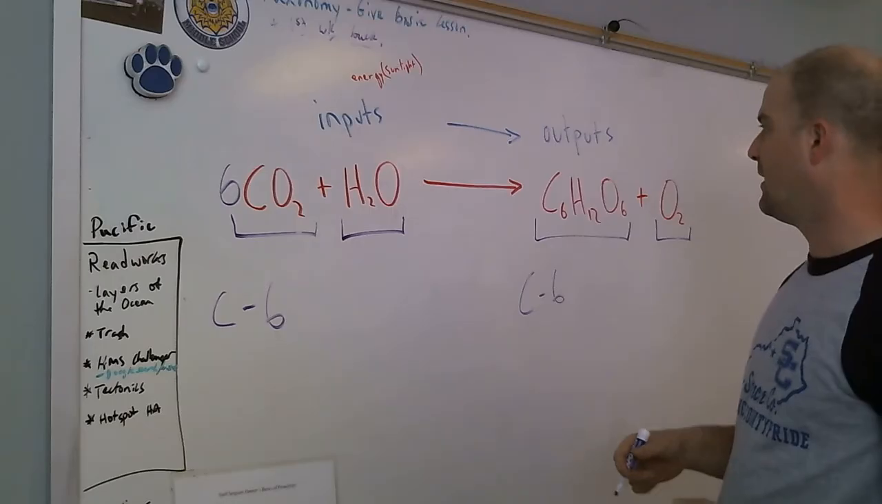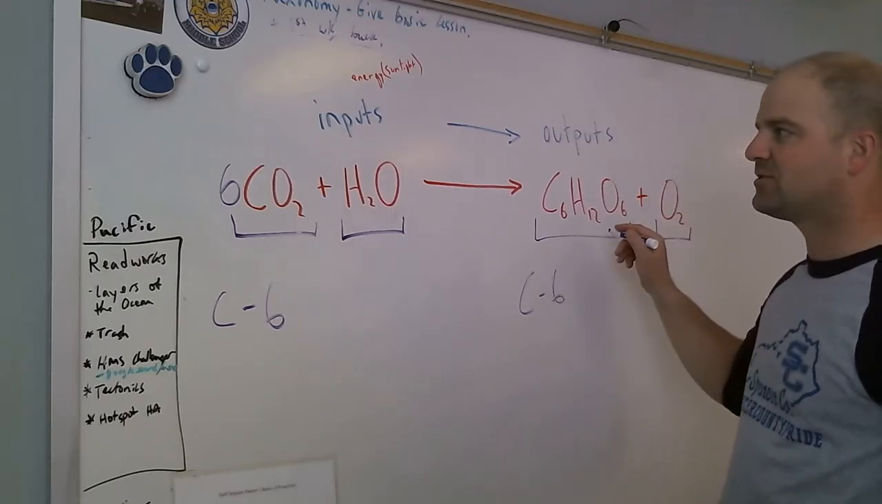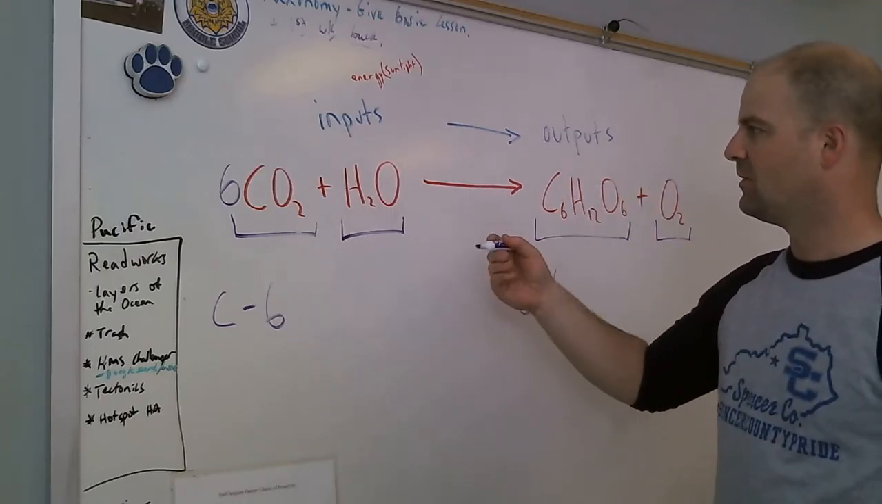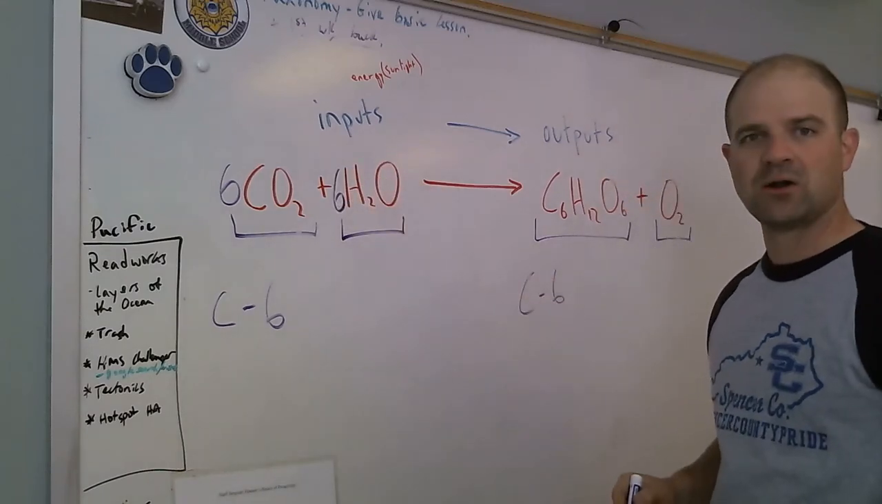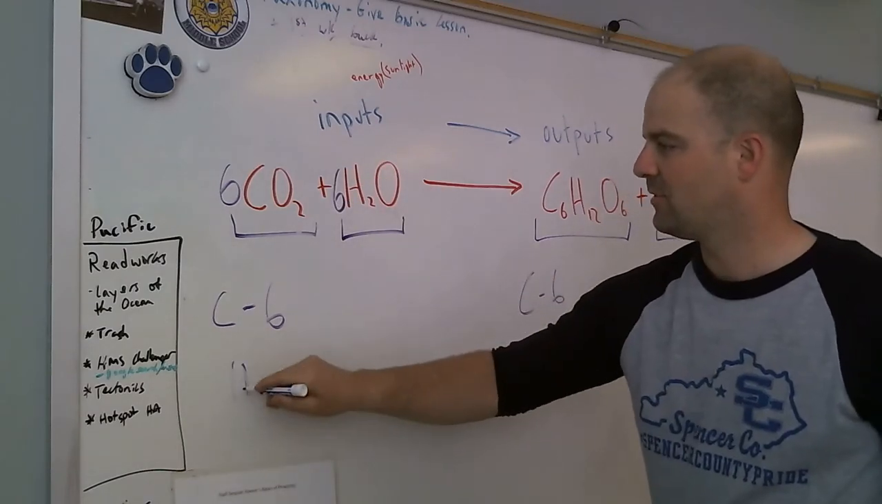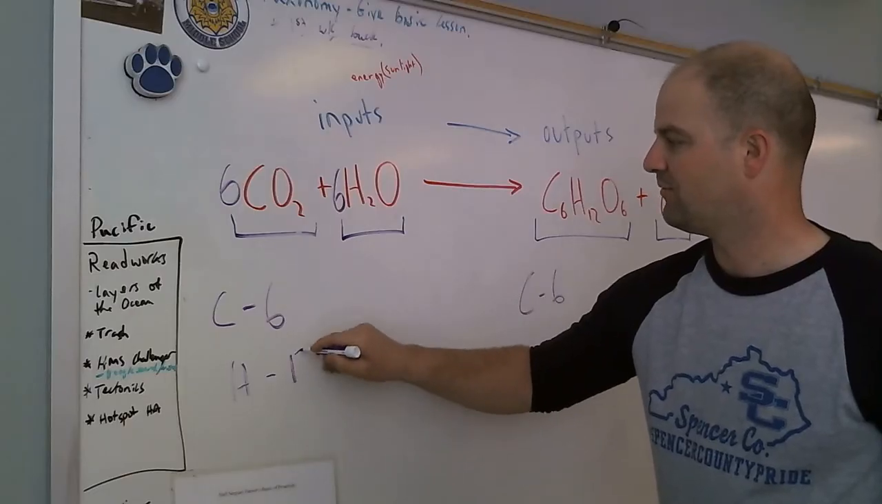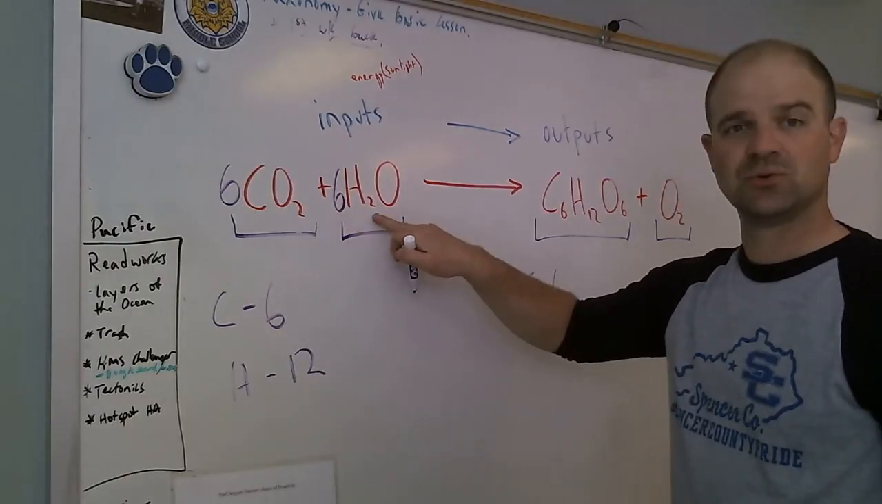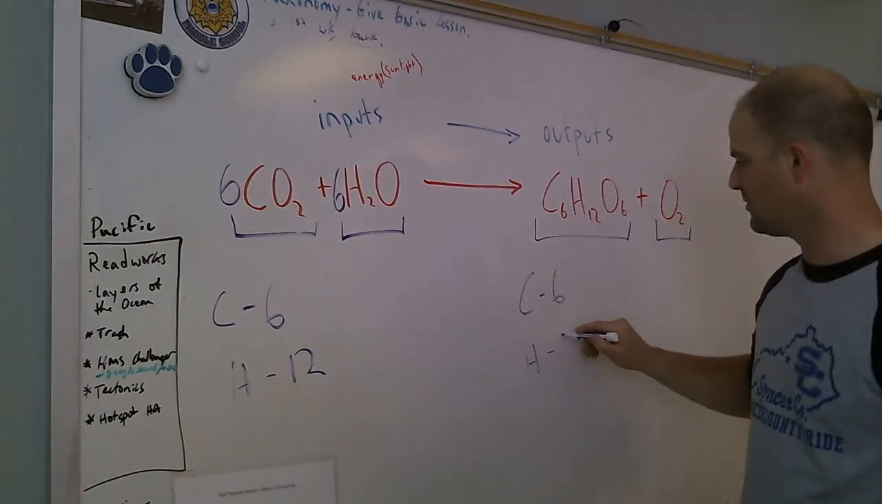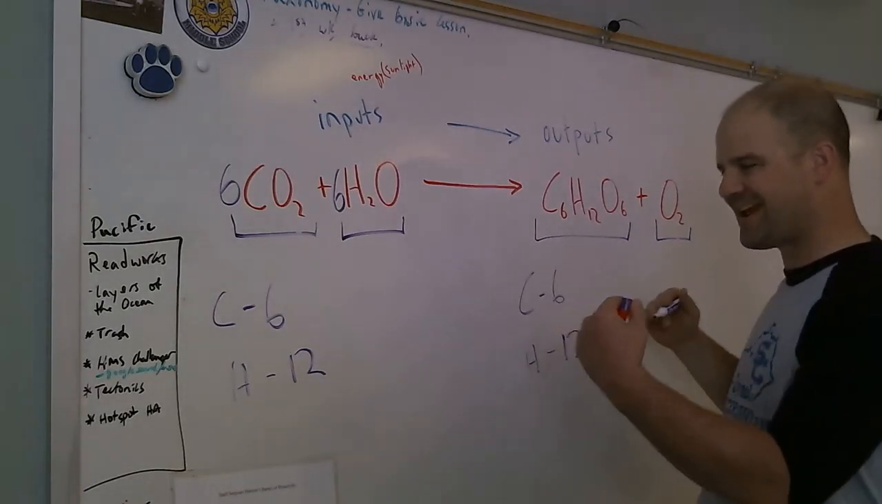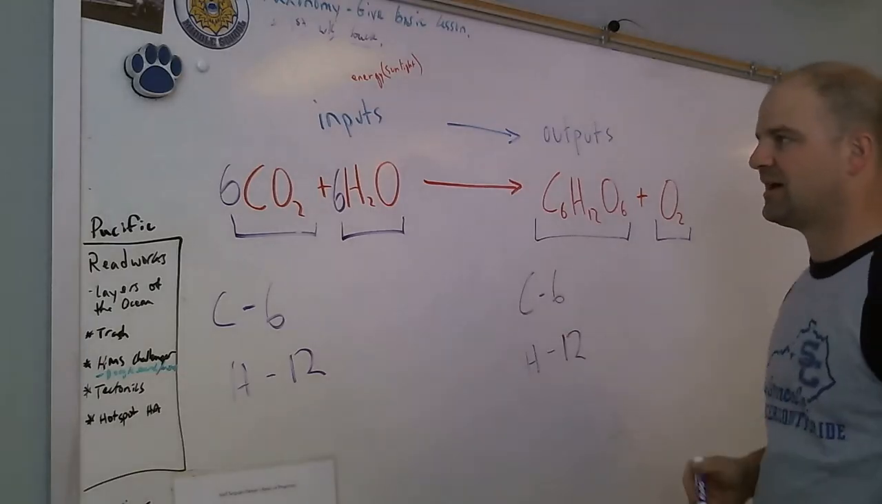Now what? I've got 12 hydrogens over here, and I only have 2 there. So let's just throw a 6 in front of the water. So now I'd have 12 hydrogen here, because 6 times 2 is 12. And I already had 12 hydrogen over here. So now carbon and hydrogen match on both sides. All right.